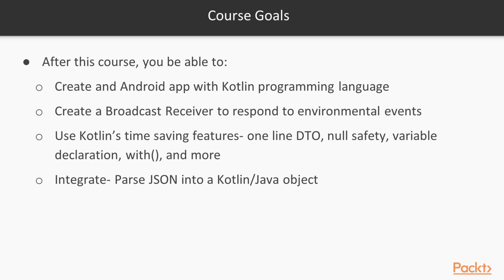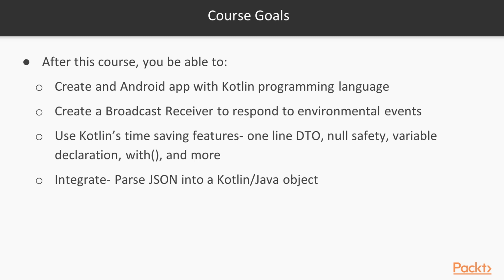We will also take a look at Kotlin's time-saving features, like making a DTO in one line, null safety, so you don't have to worry about null pointer exceptions anymore, declaring a variable, using the with construction where you can specify one object or one variable, and then a series of method calls occur on that object or variable, and several more. I definitely got a lot out of this, learning the different time-saving features of Kotlin, and as soon as you learn them, you kind of look back and say, gosh, why haven't I been doing this all along?